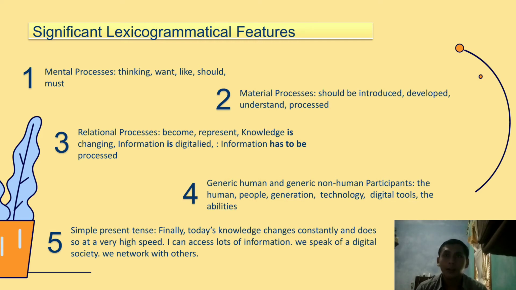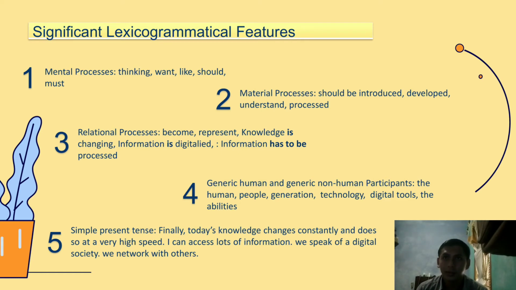Fourth, in the text, they use generic human and generic non-human participants. Examples: the human, people, generation, technologies, digital tools, and the abilities. The fifth, they use simple present tense. Example: finally, today's knowledge changes constantly and does so at a very high speed. I can access lots of information. We speak of a digital society. We network with others.